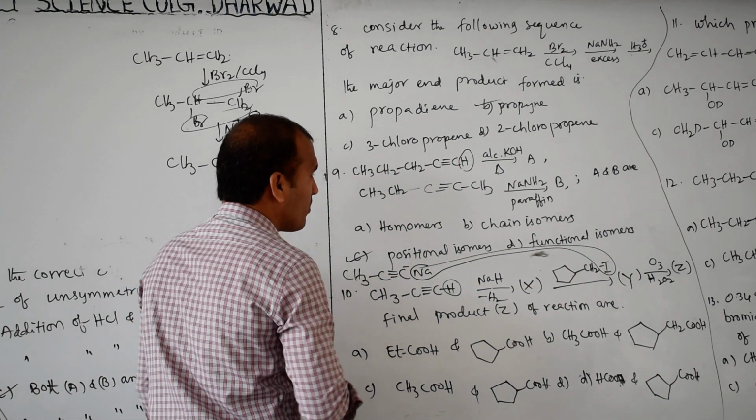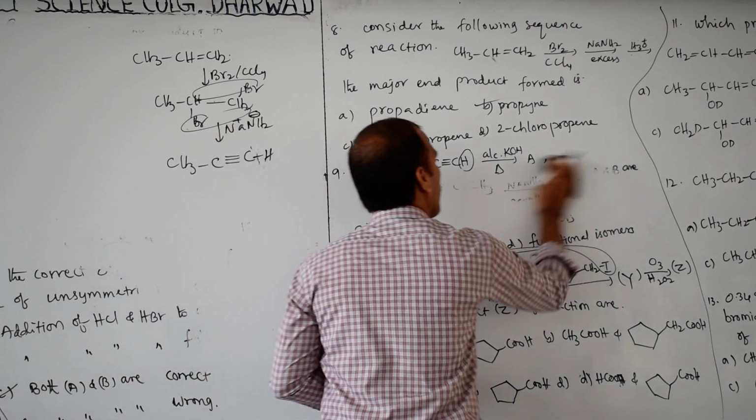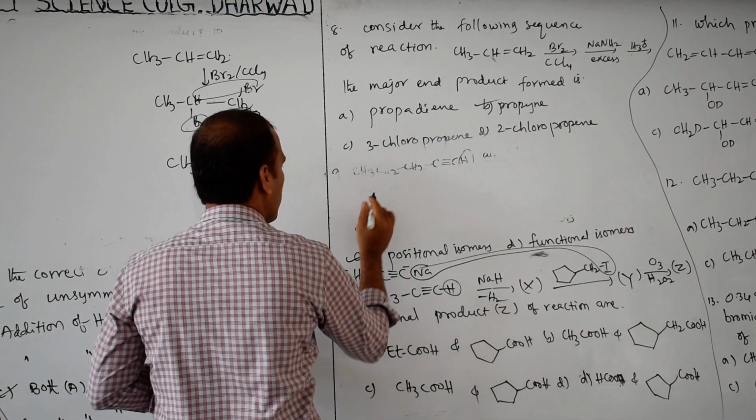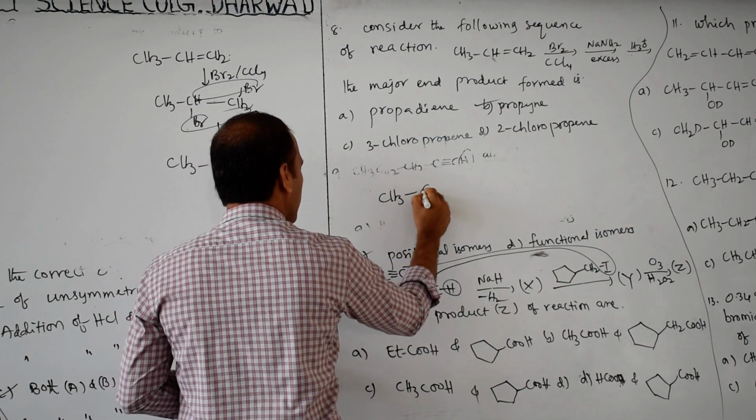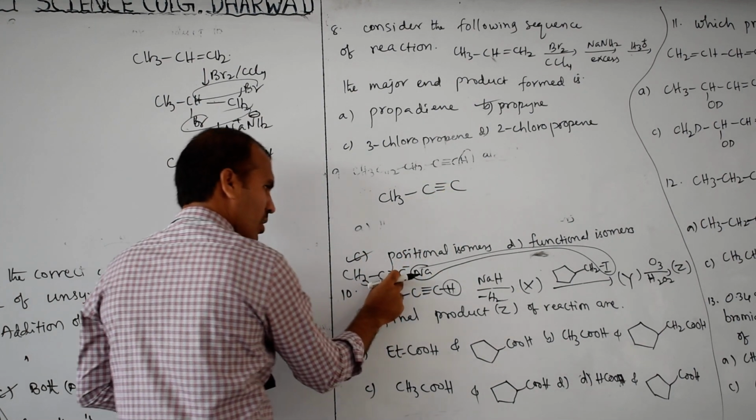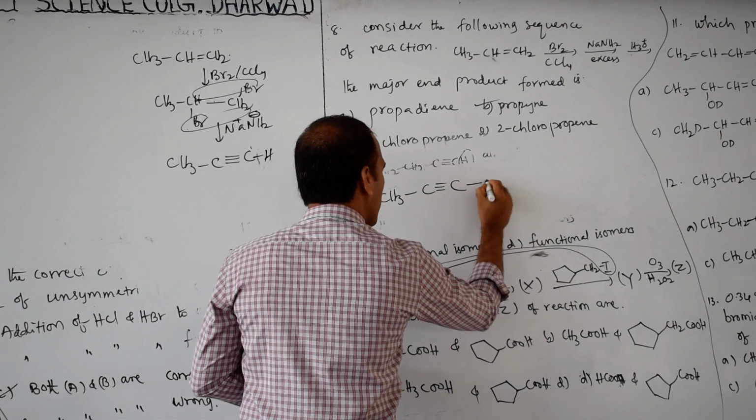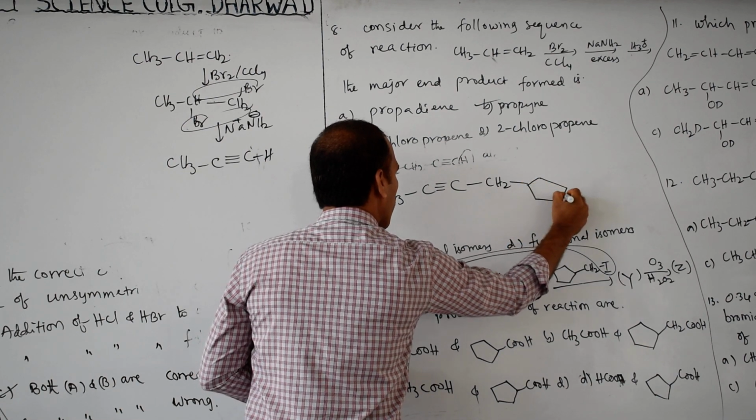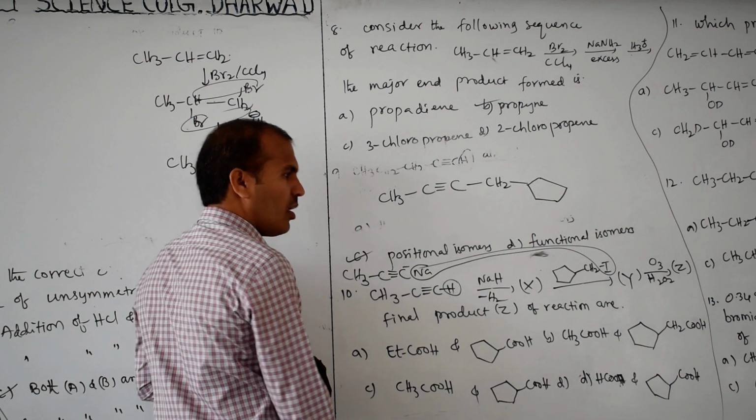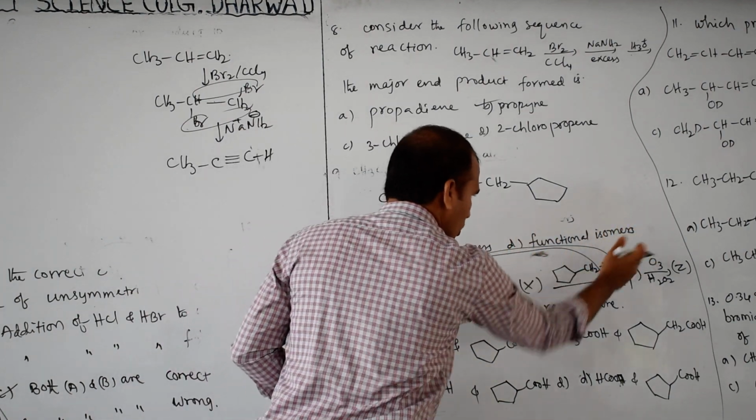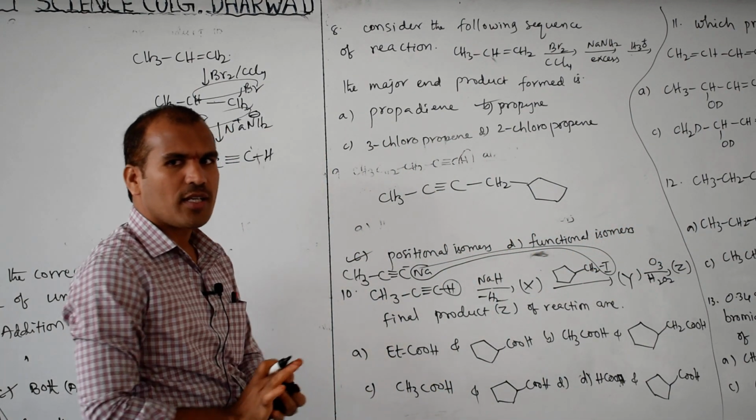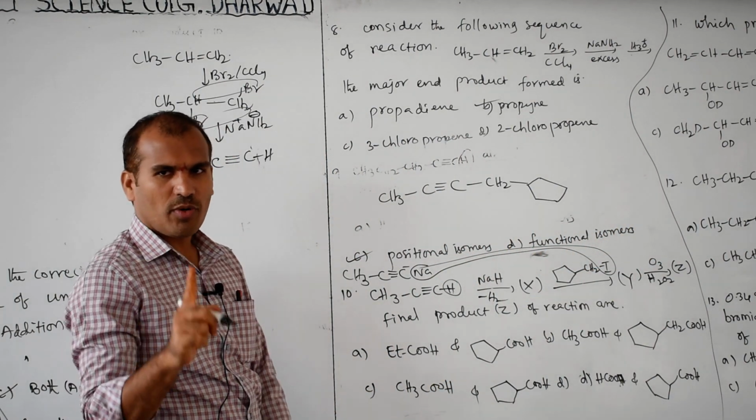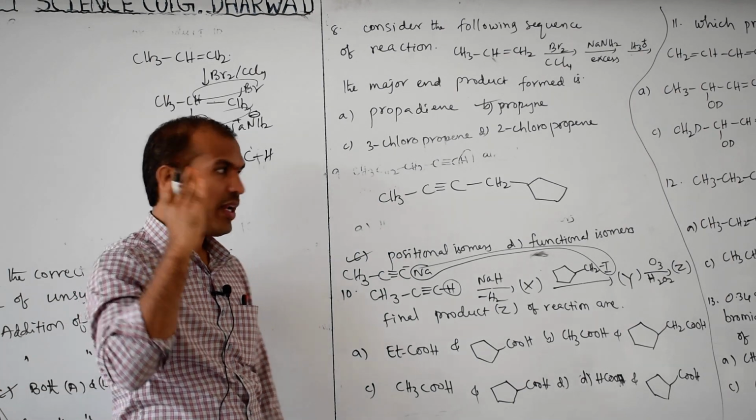Then what is left? Left one is CH3 C triple bond C, bonded with CH2, like this only. Then what is next? Ozonolysis. Last class only I told you that. Where a double bond or triple bond is there, that breaks.